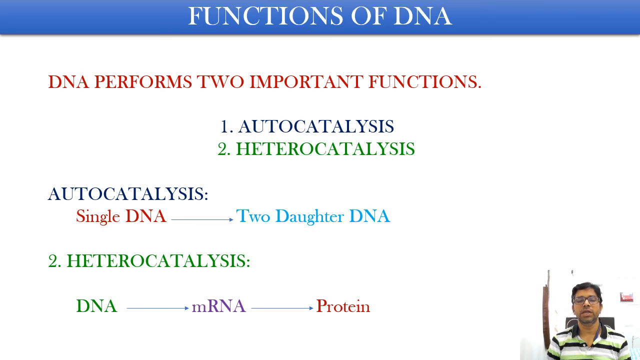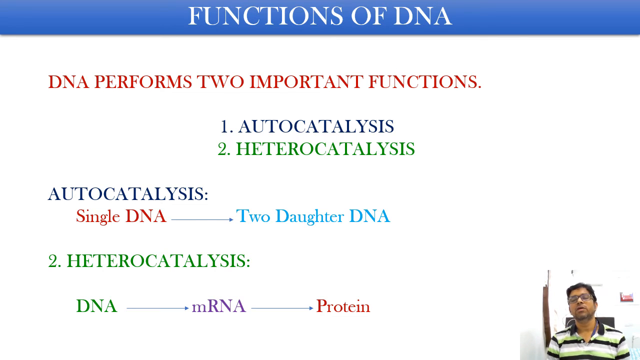The DNA template transfers the message to mRNA. Based on the information available on mRNA, proteins are synthesized, and the whole process is called central dogma. In this way, DNA performs two very important functions: autocatalysis and heterocatalysis. Autocatalysis is the process of duplication of single DNA into two daughter DNA molecules. In heterocatalysis, the DNA molecule promotes the synthesis of protein and regulates biochemical pathways.